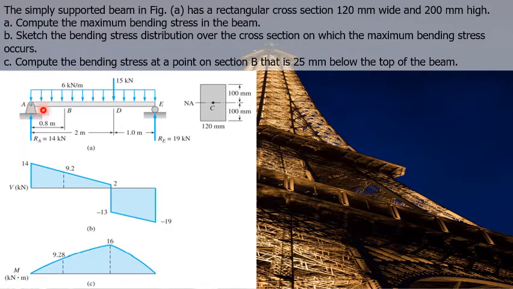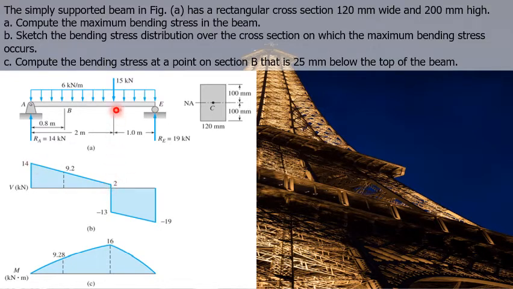Going from point A towards point D, we have a downward uniform load of 6 kilonewtons per meter over a distance of 2 meters. So it means that we add 14 plus negative 6 times 2. That is equal to positive 2. How do we connect positive 14 and positive 2? We connect them simply with a straight line.